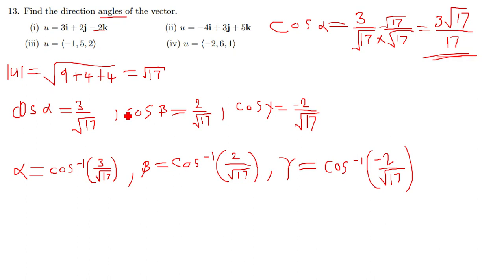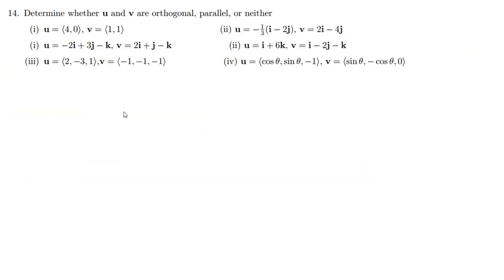This was just straightforward. Now question 14 says determine whether u and v are orthogonal, parallel, or neither. On this question I will only solve one, because the questions are straightforward. You just need to understand what they mean when they say orthogonal, what they mean when they say parallel, and what they mean when they say they are neither parallel nor orthogonal. So let's quickly check this one here.